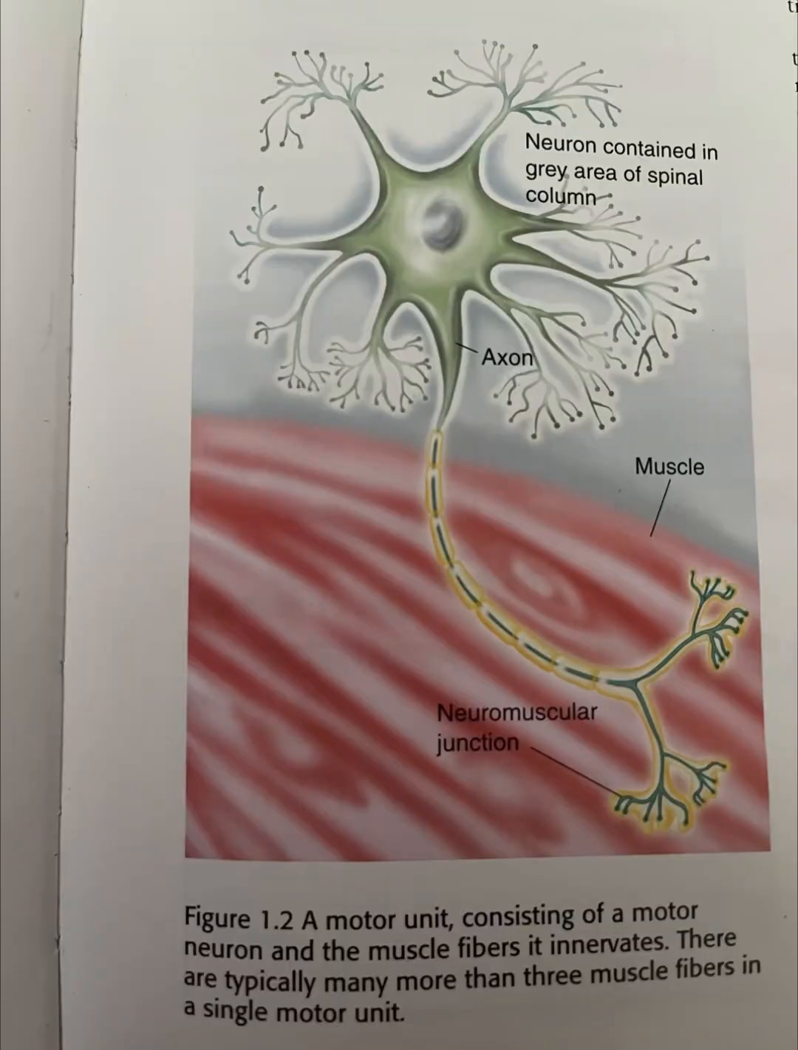The junction between a motor neuron, a nerve cell, and the muscle fibers it innervates is called the motor end plate, or more often, the neuromuscular junction. Each muscle cell has only one neuromuscular junction, although a single motor neuron innervates many muscle fibers, sometimes as many as several hundred. A motor neuron and the muscle fibers it innervates are called a motor unit. All the muscle fibers of a motor unit contract together when they are stimulated by the motor neuron. The interior structure of a muscle fiber is depicted in Figure 1.3.